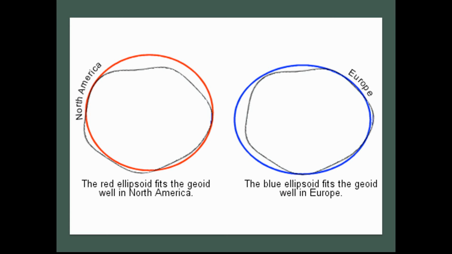This is important when we look at something like this. You can see here how the red ellipsoid representing North America fits really closely to the geoid. And then the blue ellipsoid fits the geoid well in Europe. So if we were taking measurements in North America, we wouldn't want to use an ellipsoid best fit for Europe, and vice versa.